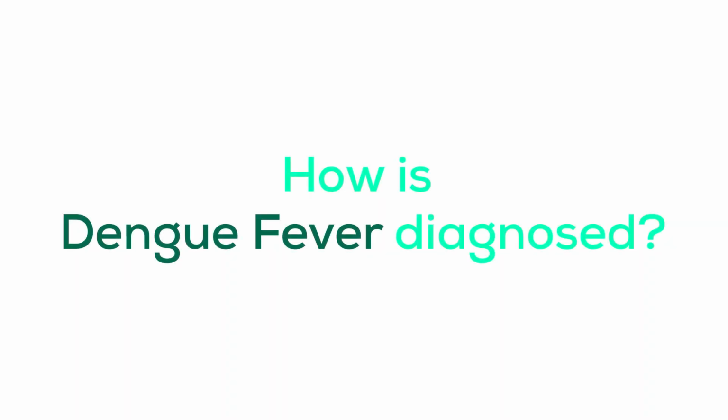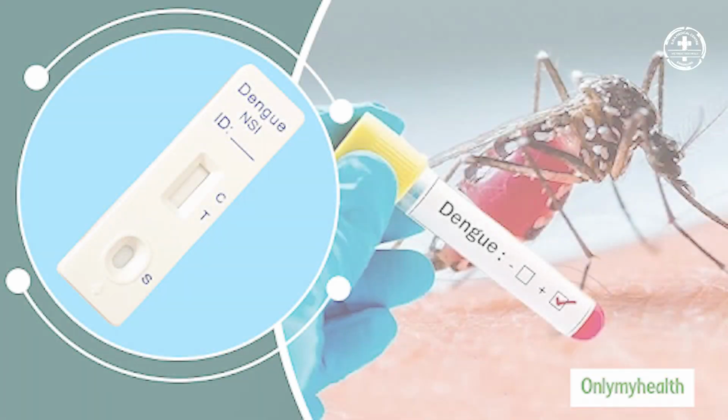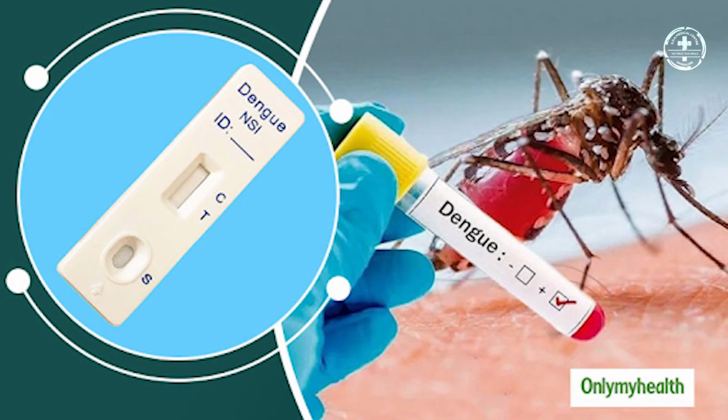The most common diagnostic test for dengue is a blood test that checks for the presence of dengue antigens or antibodies or other viral particles. This test helps determine if you have dengue and the specific type of dengue virus. Early diagnosis allows for appropriate medical care and reduces the risk of complications.